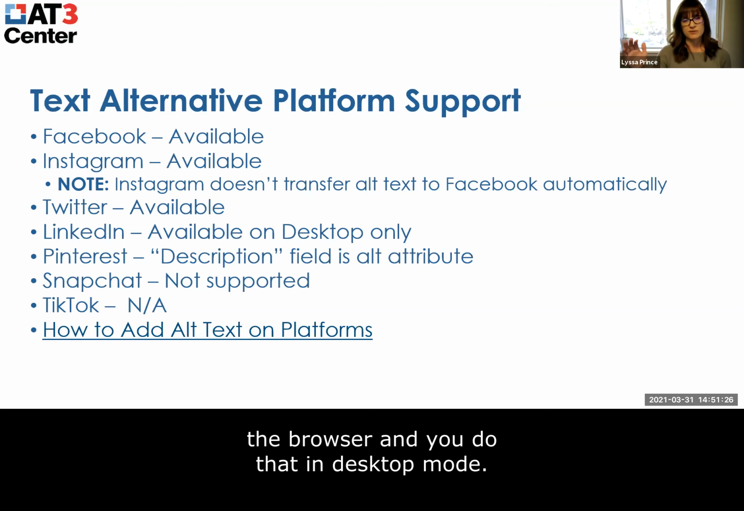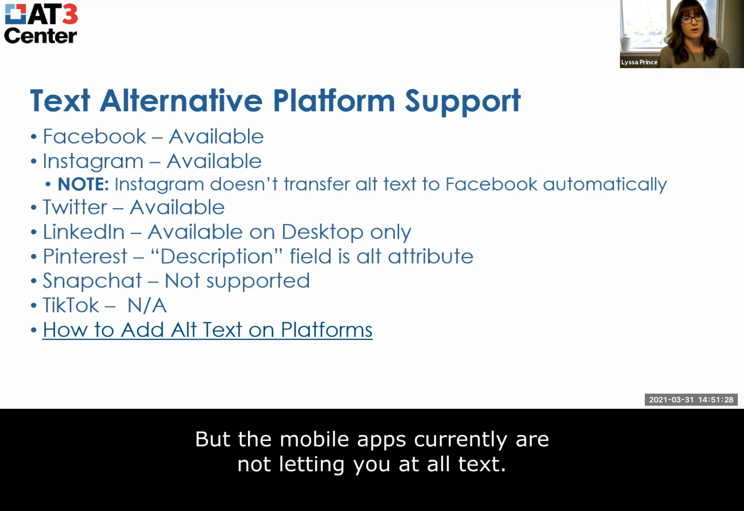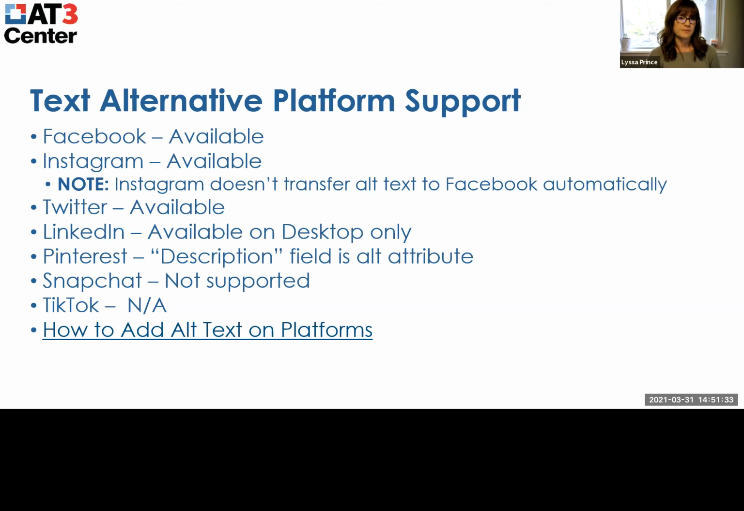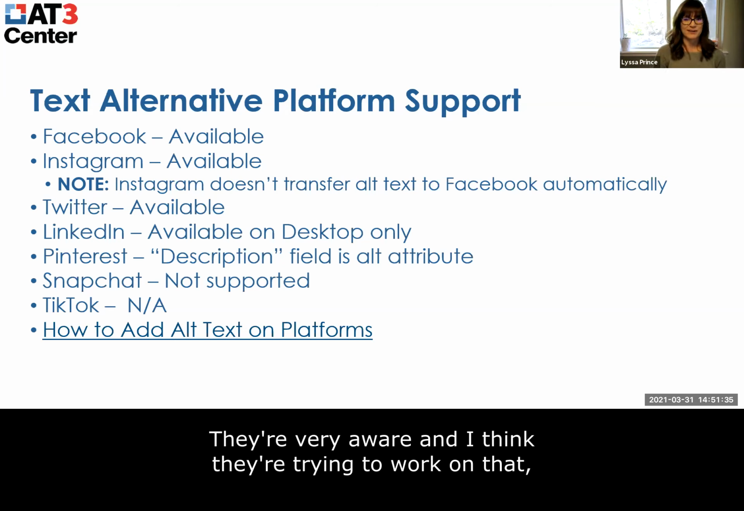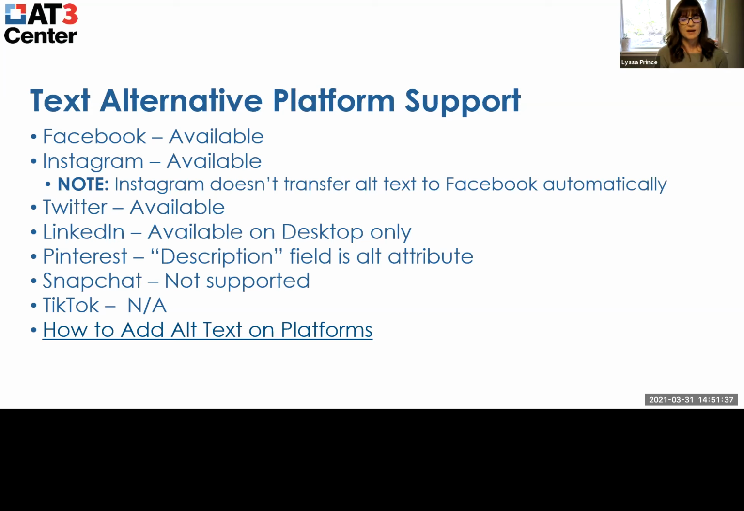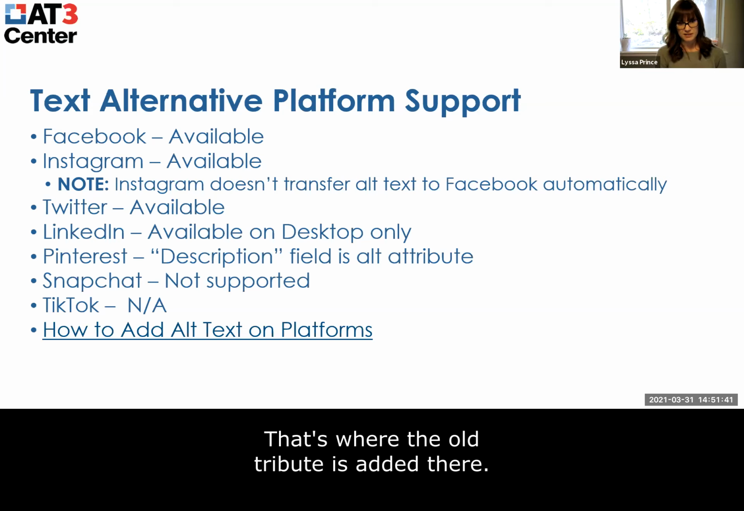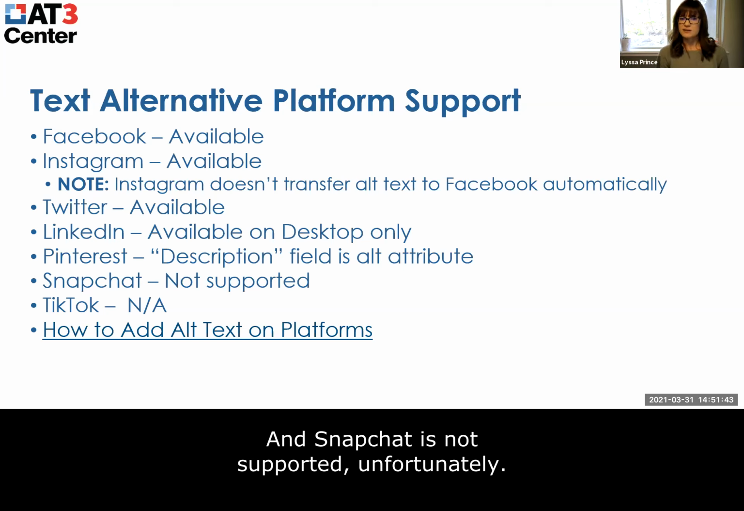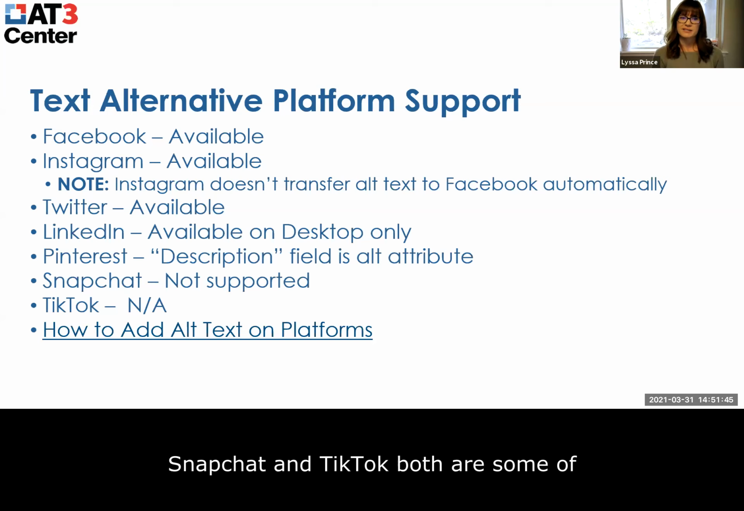Unless you go to the browser and do that in desktop mode. But the mobile apps currently are not letting you add alt text. They're very aware, and I think they're trying to work on that, but it's just not quite done yet. Pinterest has a description field. That's where the alt attribute is added there. And Snapchat, it's not supported, unfortunately. Snapchat and TikTok both are some of the more inaccessible platforms. And TikTok, I have an NA because you can't really add images to TikTok.